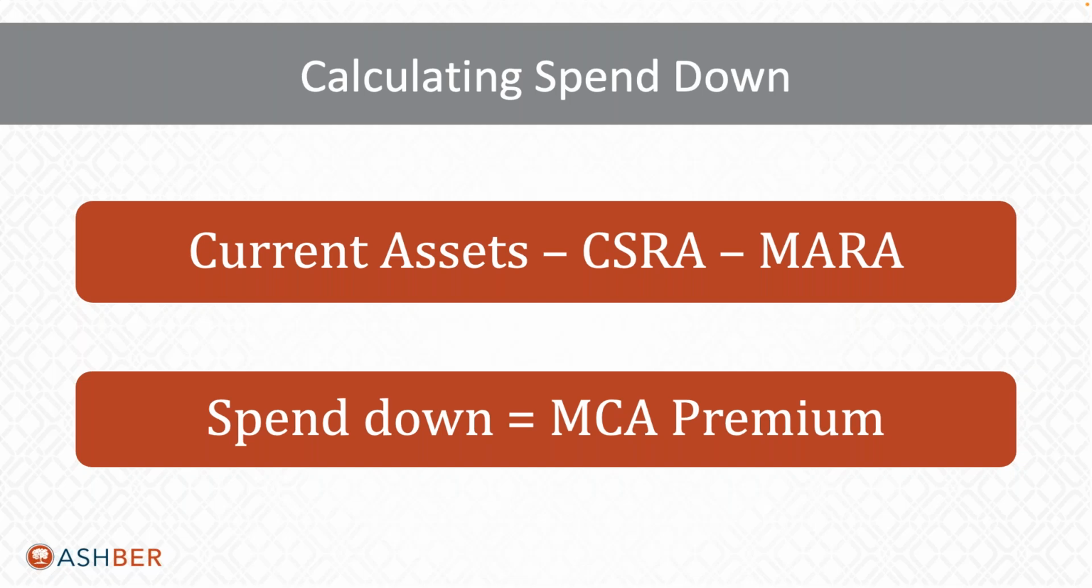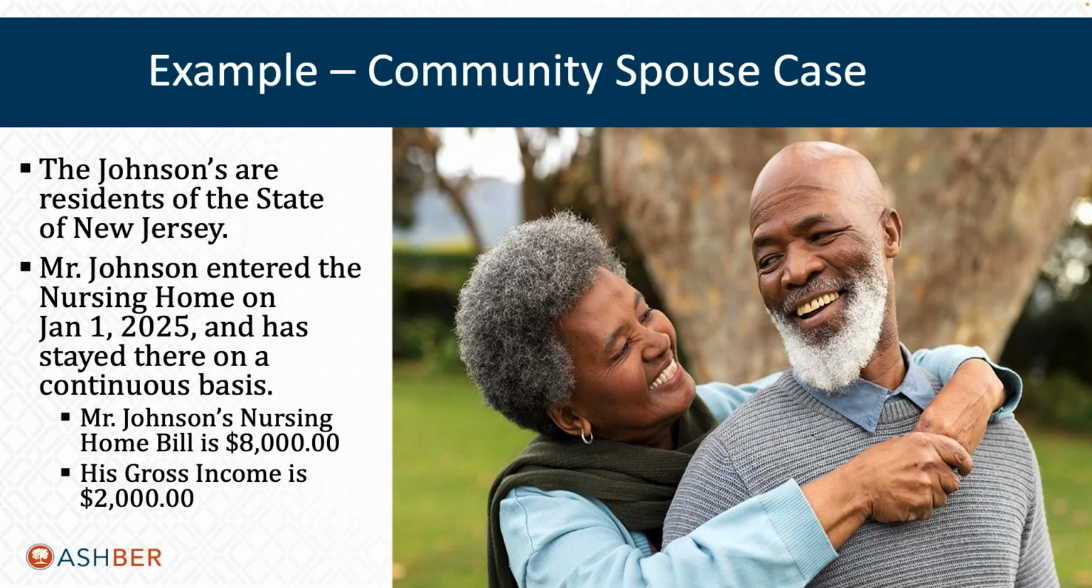So other things you can subtract from current assets could be home upgrades, upgrading your vehicle, processing fee for the annuity, legal fees, buying an irrevocable funeral trust or whole life insurance policy, stuff like that, or debts that you may want to pay off. There may not be every scenario where it's better to pay off a debt, so judge it on a case-by-case basis. But when we finally get to that final spend down number, that's going to be our MCA premium.